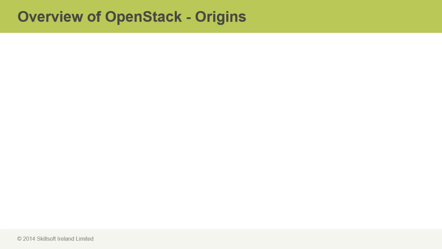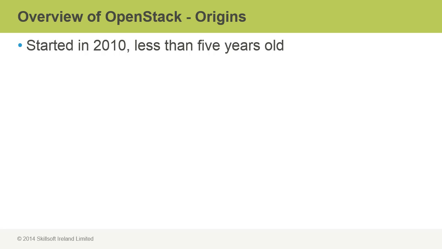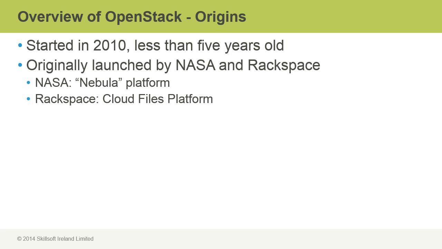What kind of origins does it have? Well, it's a very new product. It's less than 5 years old. It started in 2010, and it's taken off pretty well. It's kind of stormed into the scene and become a very popular cloud project. Originally, it was launched by NASA and Rackspace. NASA had a product or a platform called Nebula, and Rackspace had another platform for cloud files, and these two came together and became the OpenStack project.